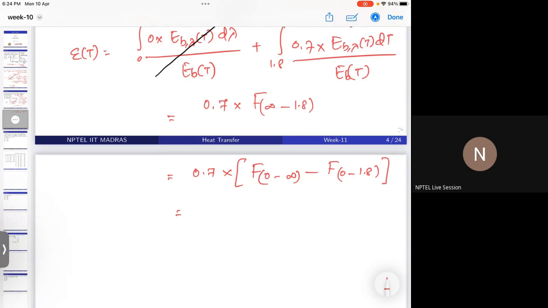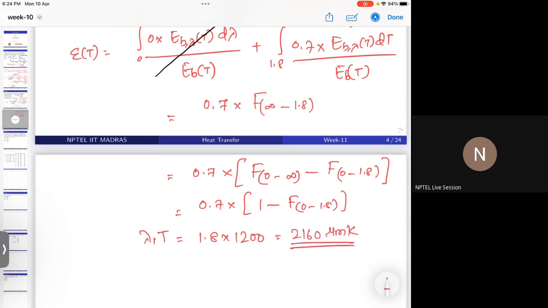Actually there is no need of looking at the table for that. It's one, right? I already discussed it in the last class. One minus, the only thing you need to find out is this function. So lambda one T is equal to how much? Lambda one is 1.8 into T is 1200, so this will come out to be the value. Can you please find out what the black body radiation function corresponding to this is?